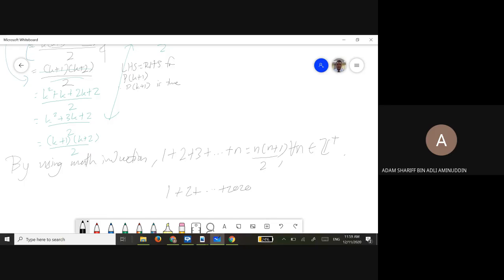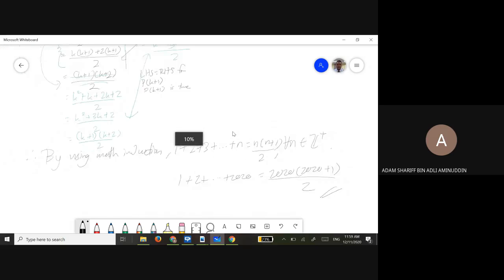you don't need to doubt this formula anymore. This formula is correct and this formula will be 2020 times 2020 plus 1 over 2. And the Gauss is right.